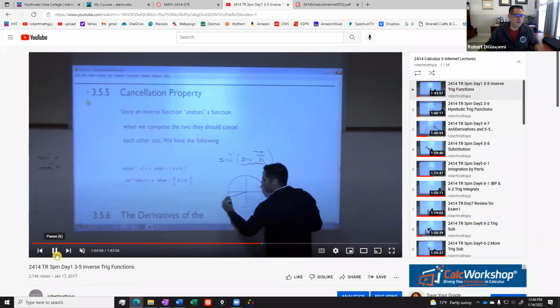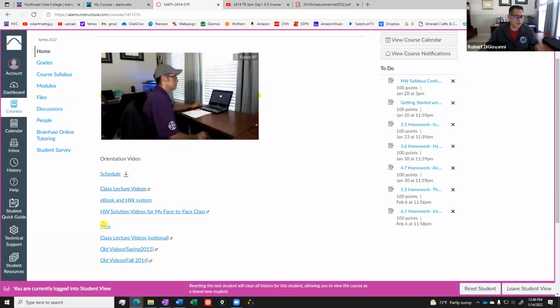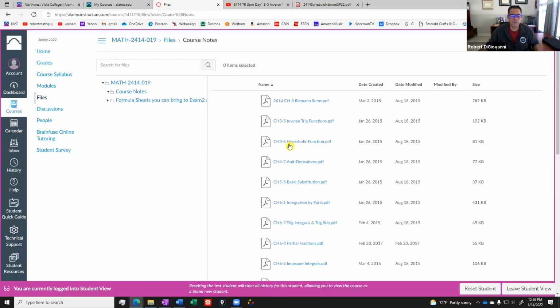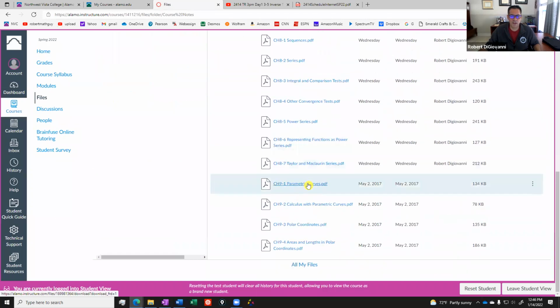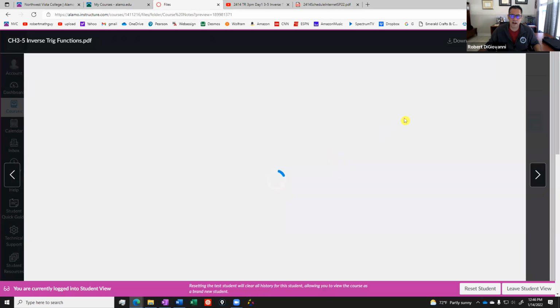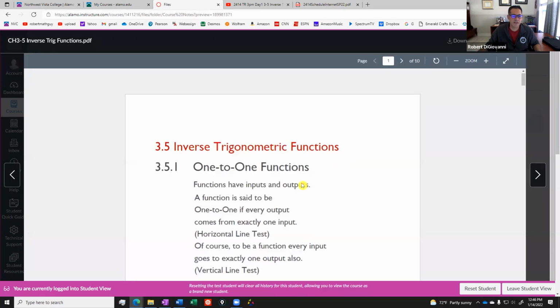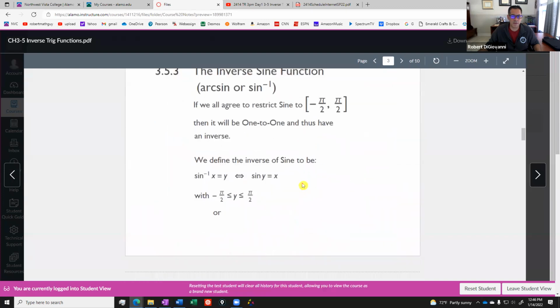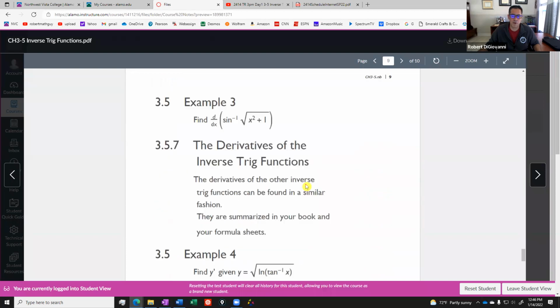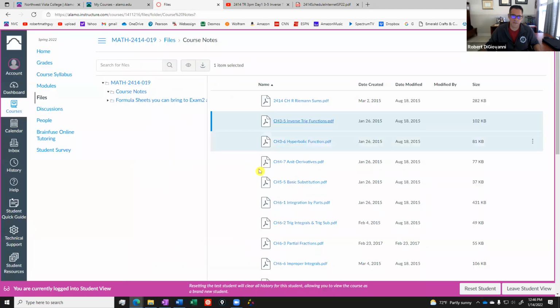Now, the notes that I'm actually using, you have access to. And to get to those, you go to Files. And over here, you're going to see Course Notes. And here are all the course notes for the entire semester. And 3.5 was what I was just doing in that class. These are available to you, so you don't need to worry about copying down all those things that I had up there. They're all here for you. You can refer back to them. If you want, you can print those out. It's totally up to you.